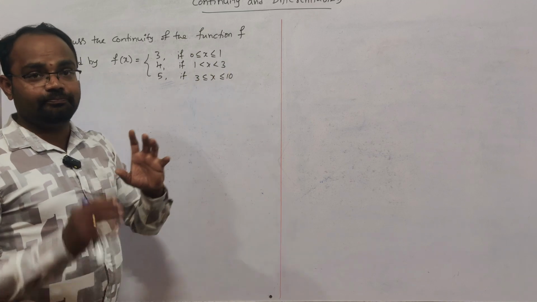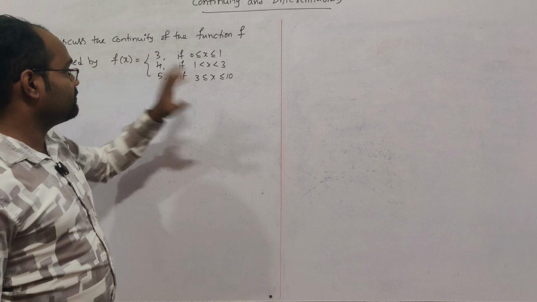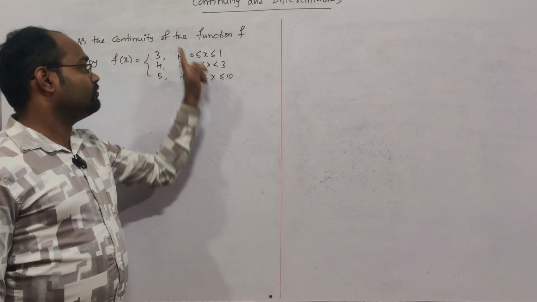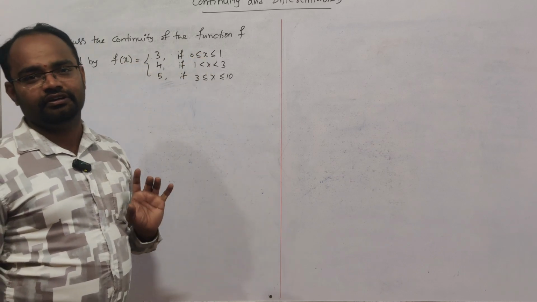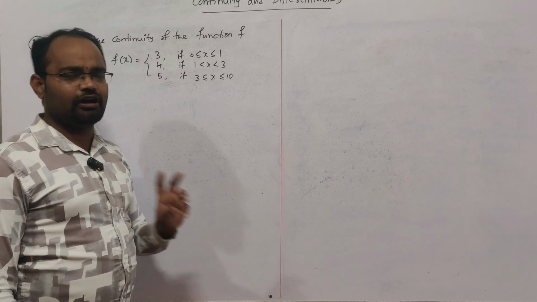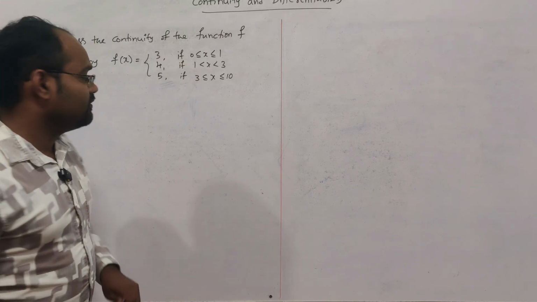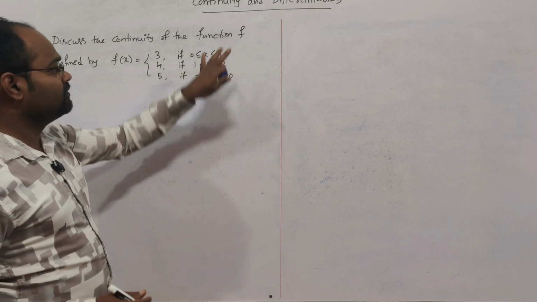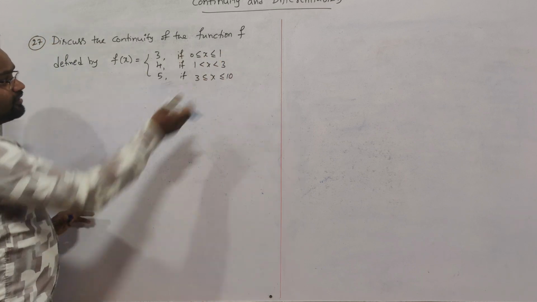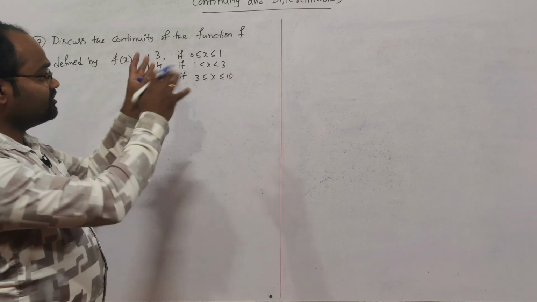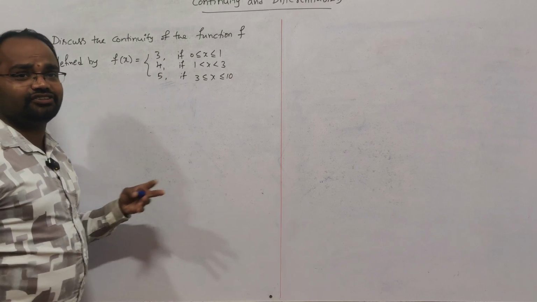1 and 3 are the points of separation of the function, and 0 and 10 are the end points of the interval. So ಆ 4 ಪಾಯಿಂಟ್ ಅಲ್ಲಿ ಟೆಸ್ಟ್ ಮಾಡೋಣ. So let us take one by one. So first for the other points, other regions let us give the reasons.